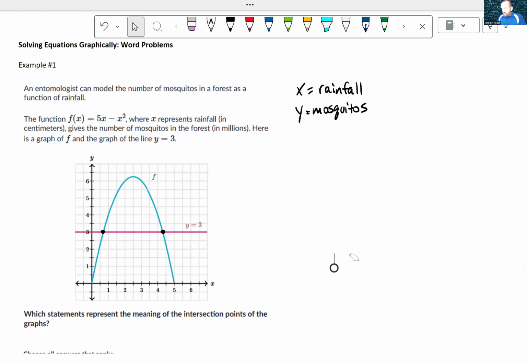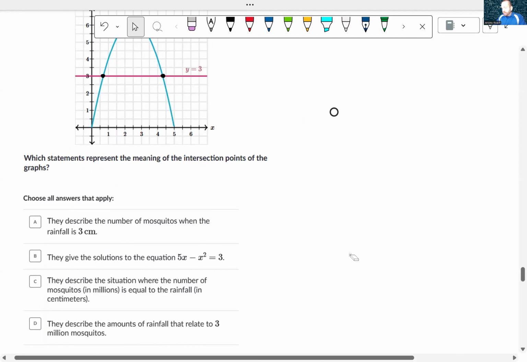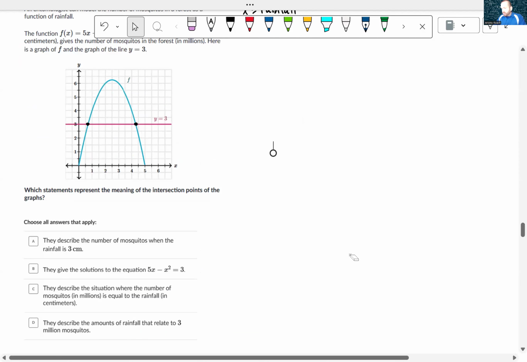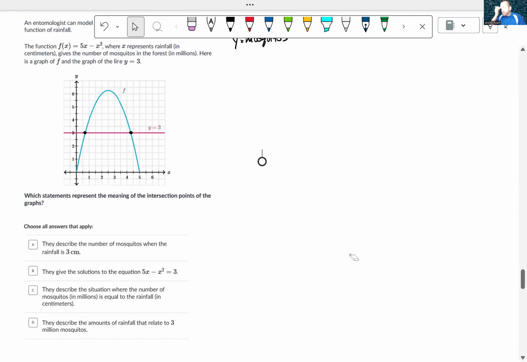So it says, what are these statements telling us? Are these statements true? Are these not really making any sense? Choose all that apply. The first one says that these intersection points tell us the number of mosquitoes when the rainfall is 3 centimeters. Well, when the rainfall is 3 centimeters, that's right there.